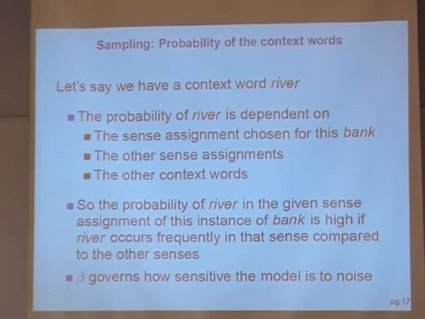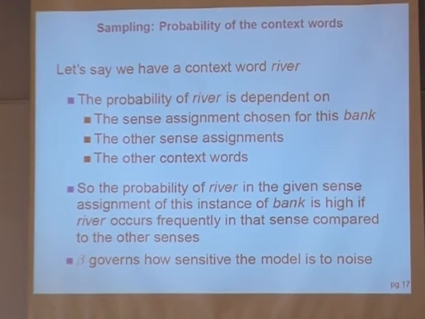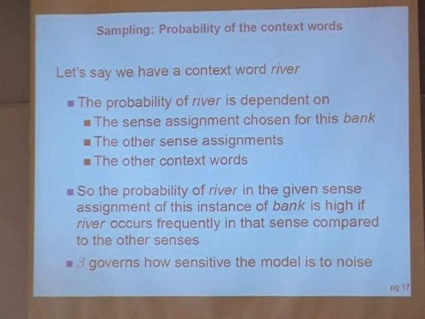And beta governs how sensitive the model is to noise, which means in our first feature set where we had no words taken out, the and of and less useful words are very common. And so if beta is saying, let's be less sensitive to noise, it'll pay attention a little bit more to the less common features.